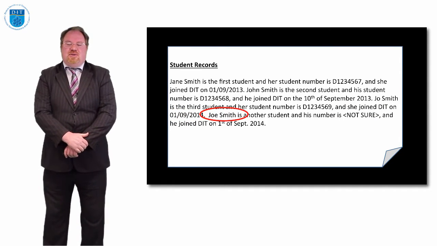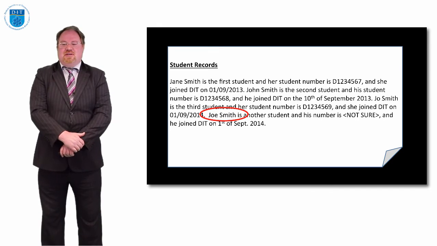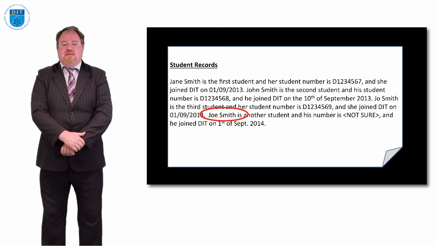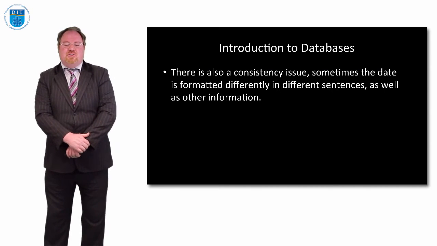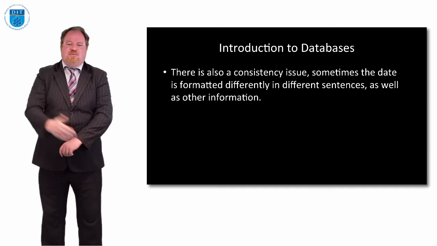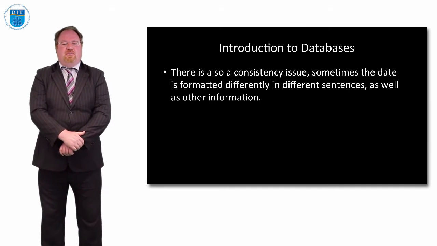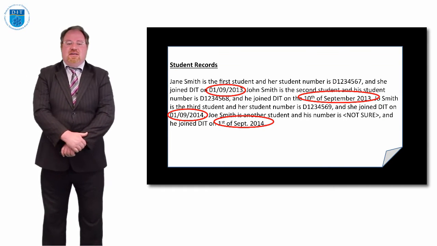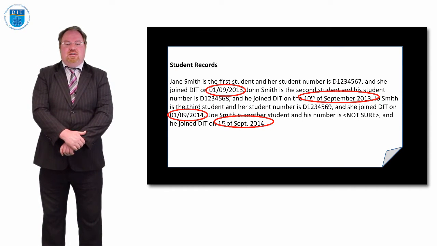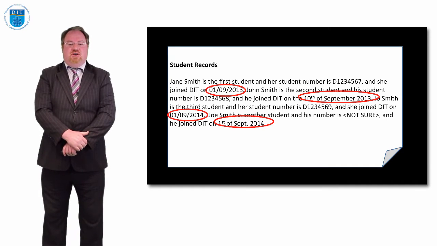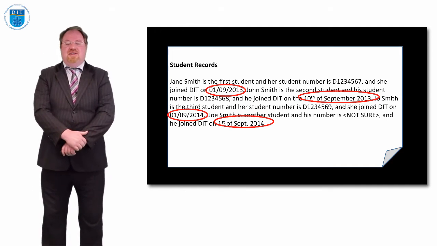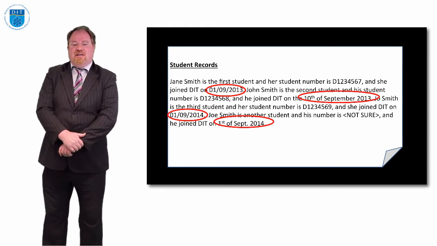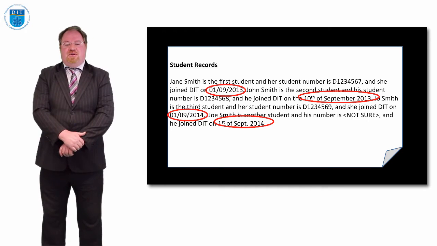That serial or sequential search is very inefficient because you have to look at each character, whereas with the database you don't need to do that. So let's think about that. There's also an issue about the consistency of the way the data is being recorded. Some data is formatted differently from others. Let's look at an example. We can see with the dates, in the first one it's day/month/year. In the next it's 10th of September 2013. Next it's day, month, year again, and the last one is 1st of September.